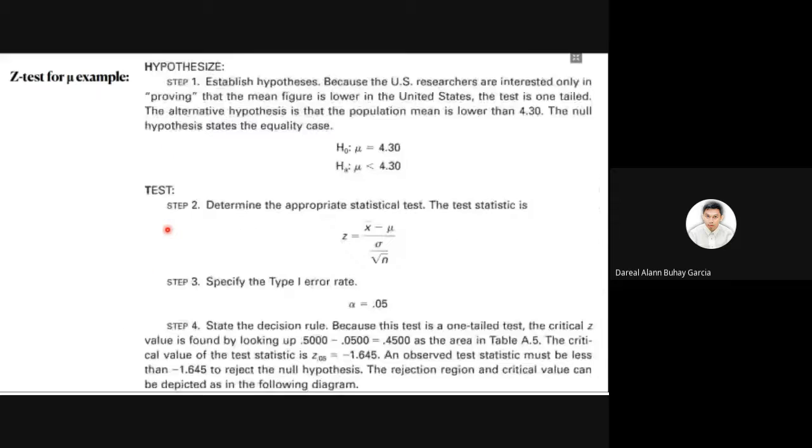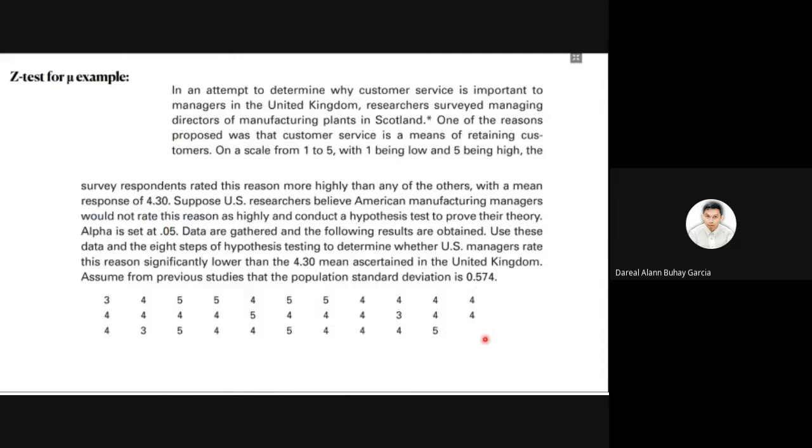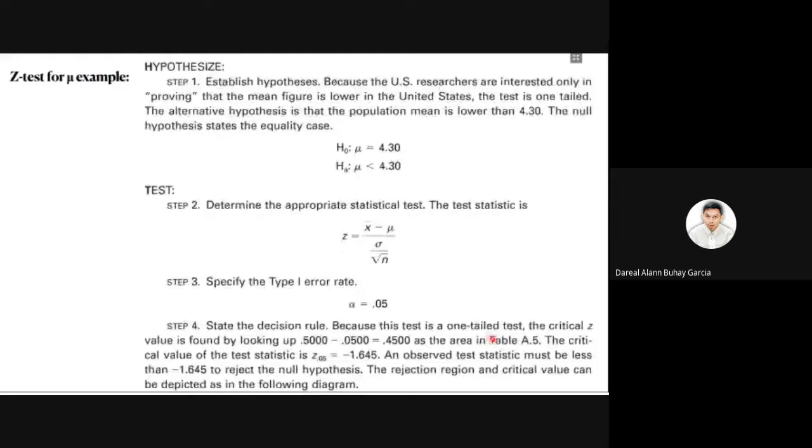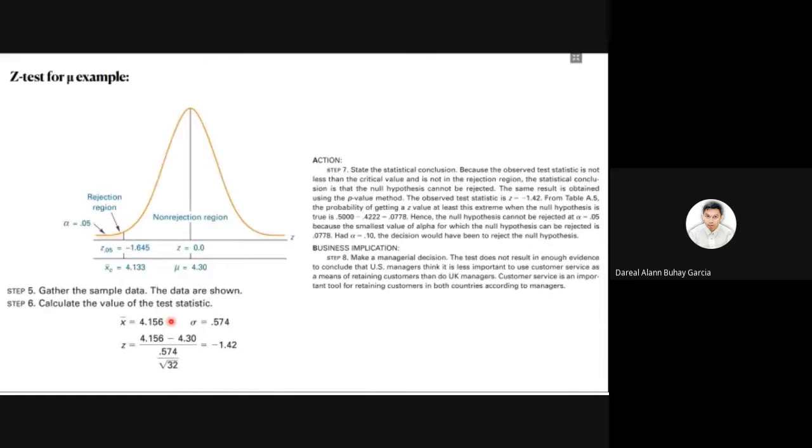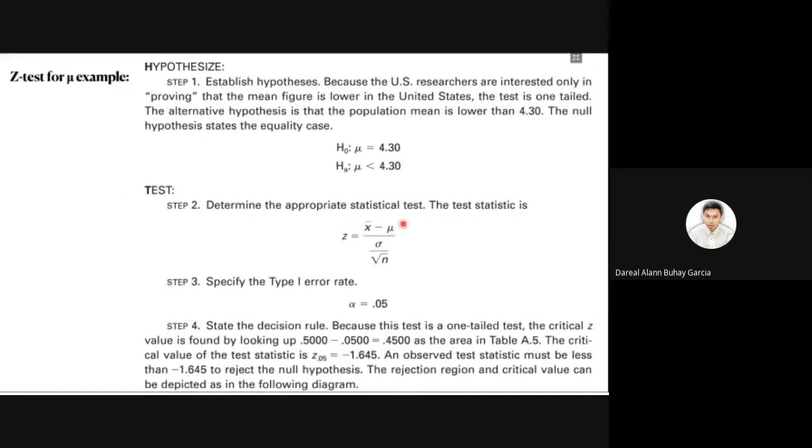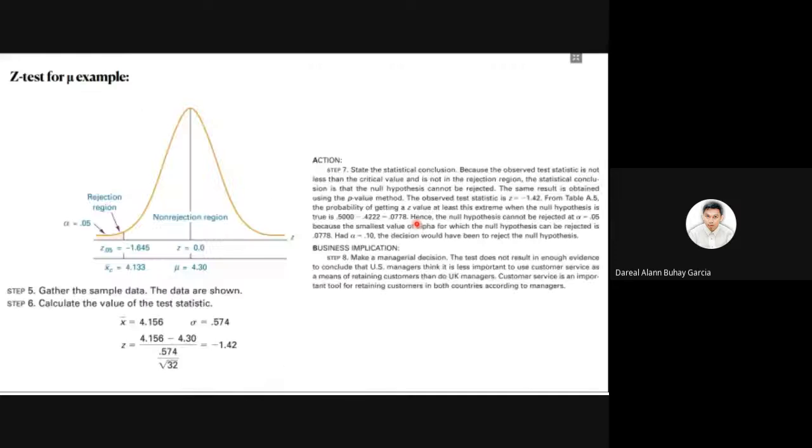Step 5, let's gather the sample data. Based on this data, we're going to compute the sample mean and sample standard deviation. The sample mean and sample standard deviation would be 4.156 and 0.574. The only thing left is to substitute these values into our z formula. Because everything else is given, we can get the value for z, the observed test statistic, to be negative 1.42. So where does negative 1.42 lie in our curve?